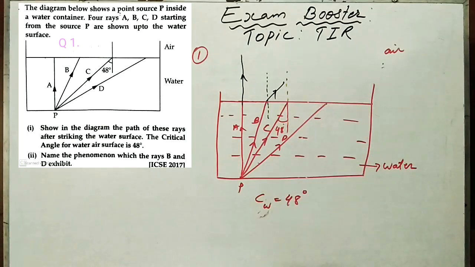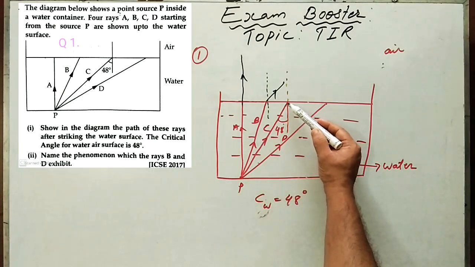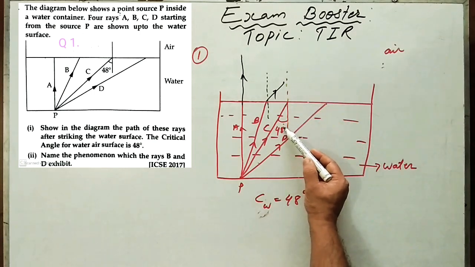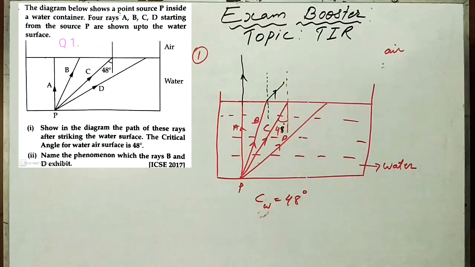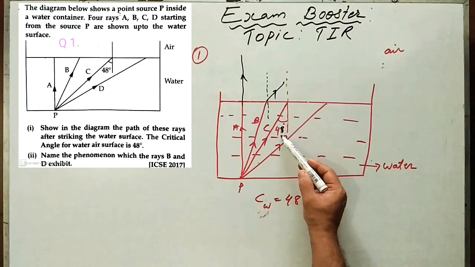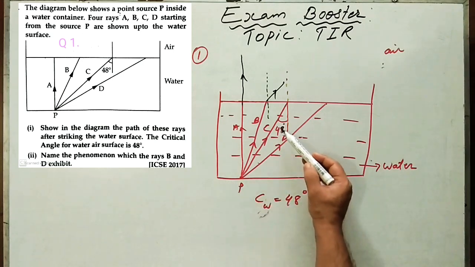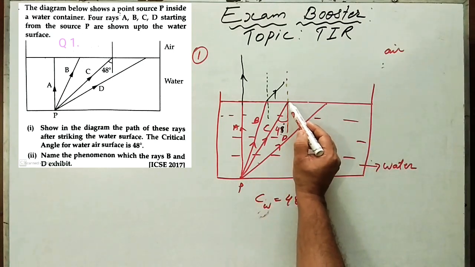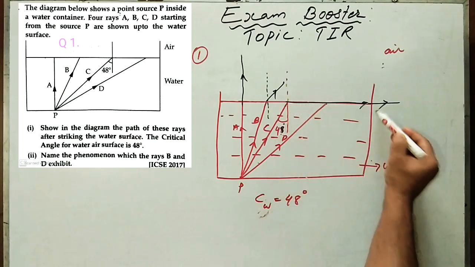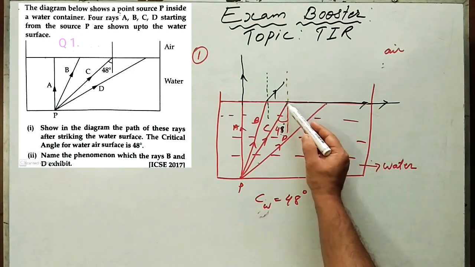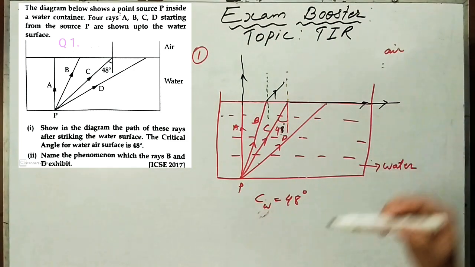Now what about ray C? Look at this ray C. It is striking the water surface at an angle of incidence equal to 48 degrees. It is given the angle of incidence 48 degrees, which is equal to the critical angle for the water-air interface. So what happens when the angle of incidence is equal to the critical angle? As you know, it will refract along the boundary between water and air surface.